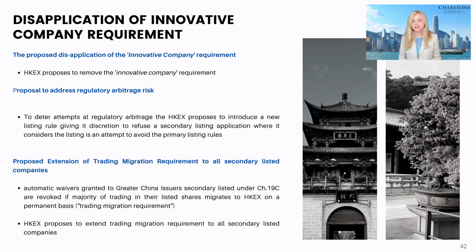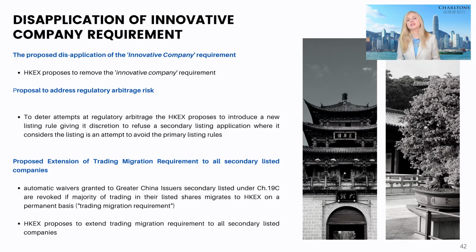Chapter 19C only allows companies to secondary list if they're listed on a qualifying exchange and meet the exchange's definition of innovative company, even if they do not have a weighted voting rights structure. Since Chapter 19C provides the only route to secondary listing for companies with a centre of gravity in Greater China, the innovative company requirement prevents Greater China companies operating in traditional industries from secondary listing on the exchange. The exchange is therefore proposing to remove the innovative company requirement for secondary listing applicants without a weighted voting rights structure, including for companies with a centre of gravity in Greater China.